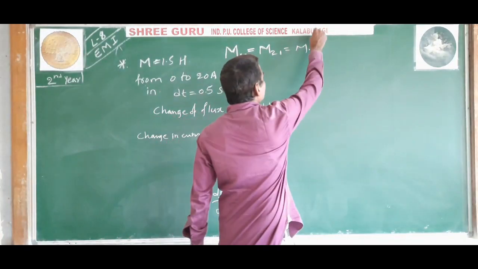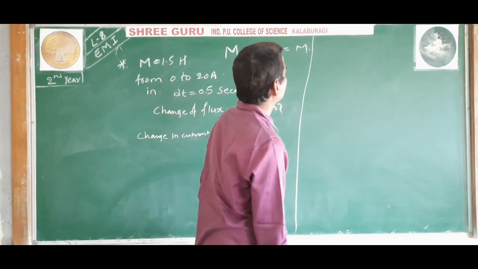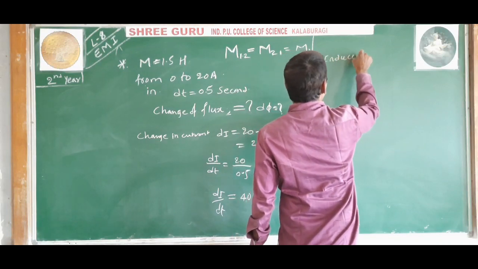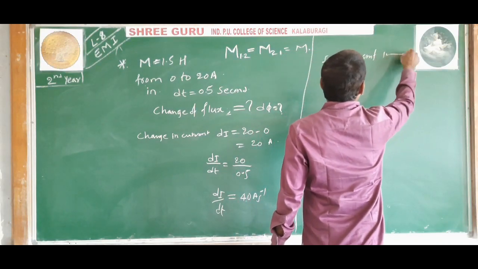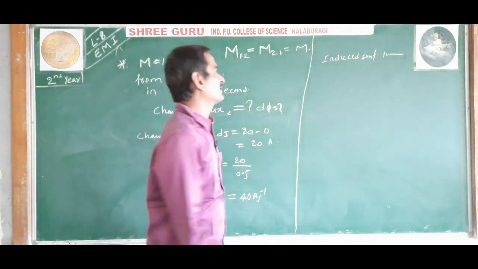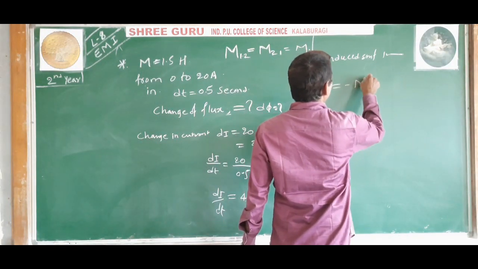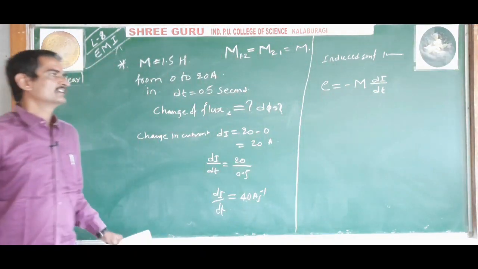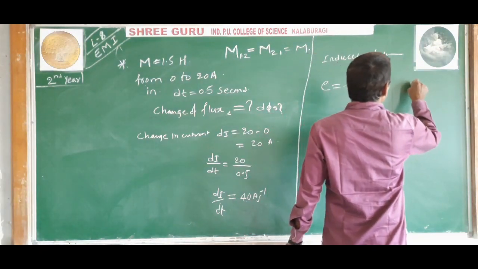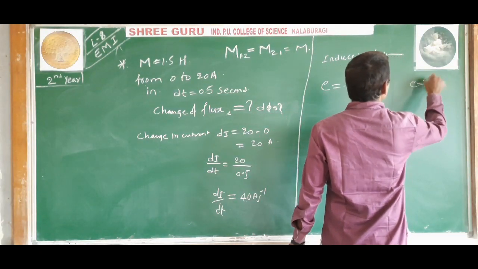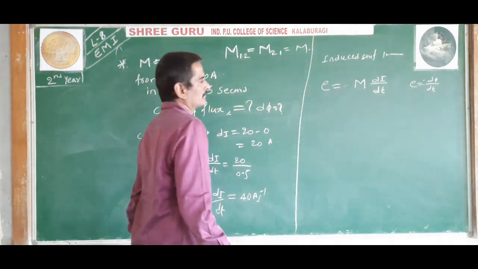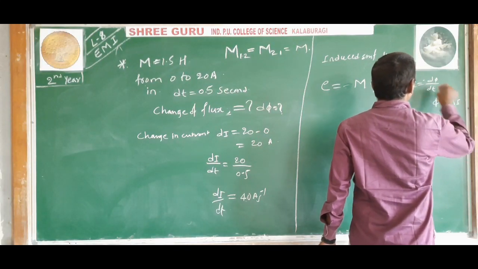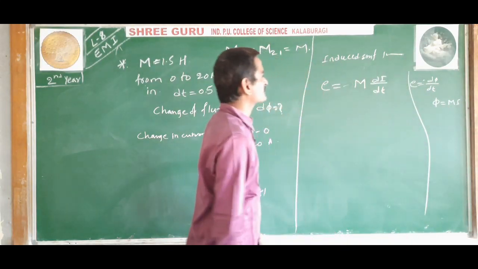So we know that the induced EMF in a mutual inductance is given by E is equal to minus M di by dt. Induced EMF, you will also get E is equal to minus d phi by dt, right? So M di by dt, there you can write, because phi is equal to M into I, like phi is equal to L into I. We have already studied all these things.